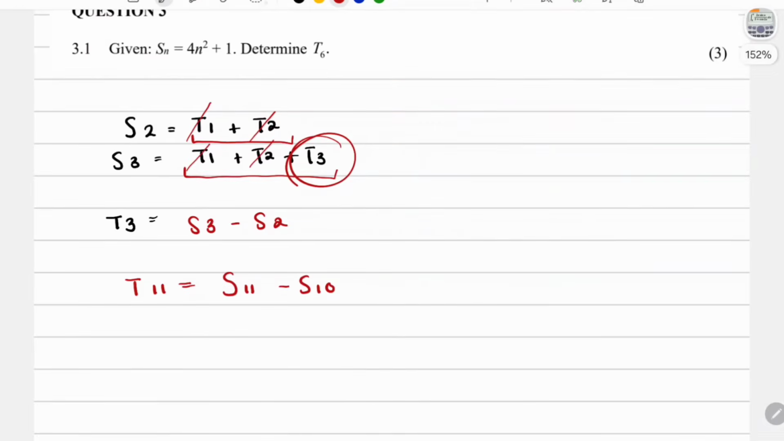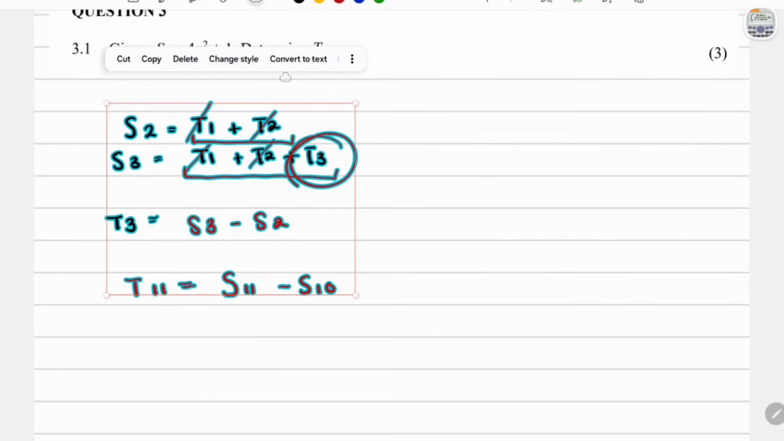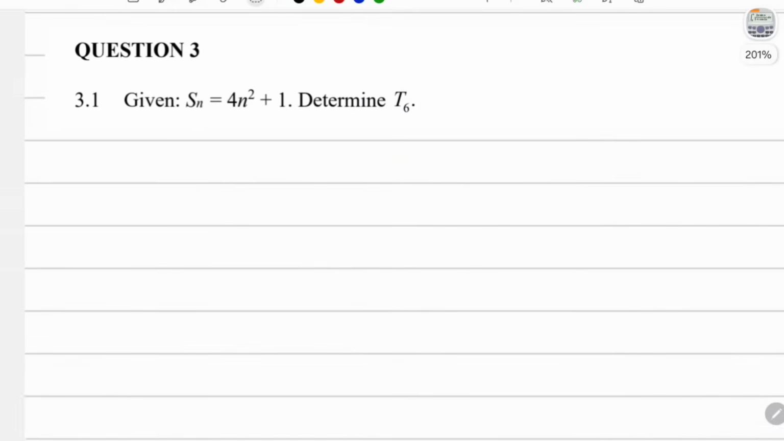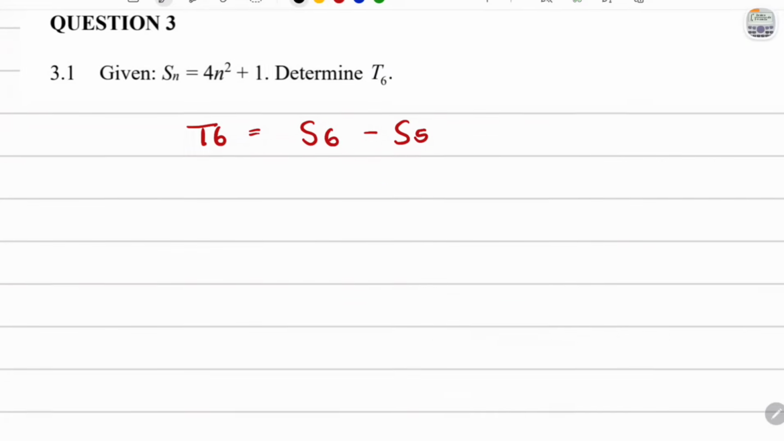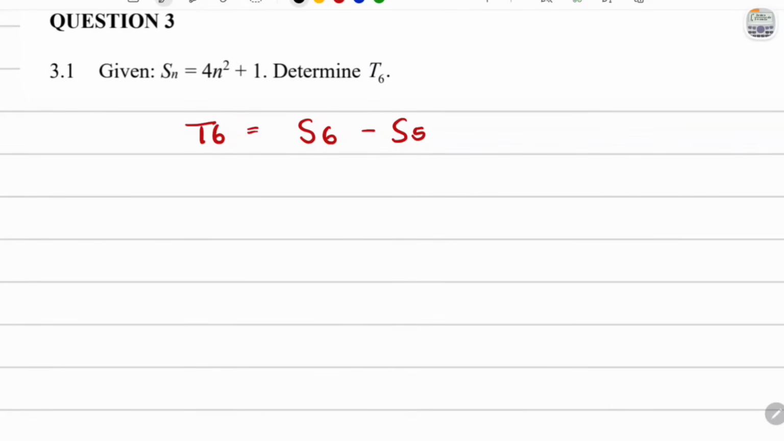Okay, with that being said, we can easily find the 6th term since we know the sum of the terms here. It means that term 6 would be found by saying the sum of 6 terms minus the sum of 5 terms. So let's go ahead and do that. That's all we really have to find.